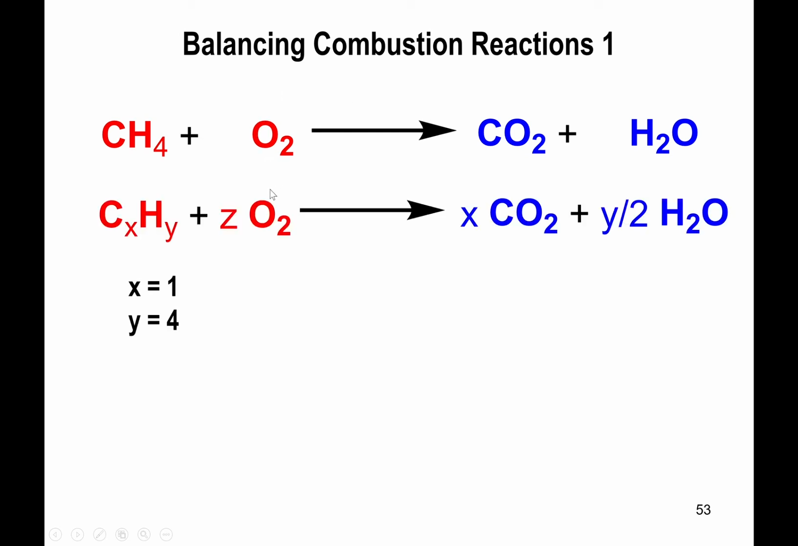Now looking at this, you can look at it from the symbolic point of view. The value of X is just the number of carbons that you have in the hydrocarbon. The value of Y is the number of hydrogens you have in the hydrocarbon. So now we know that X has to be 1 and Y has to be 4 just by looking at the formula of the hydrocarbon.